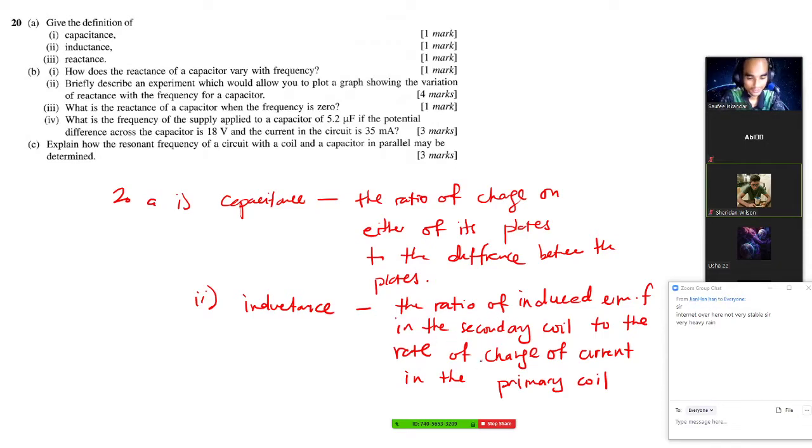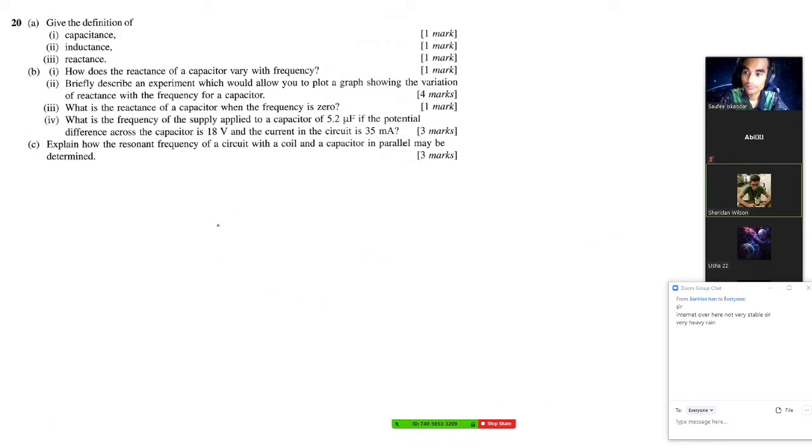Okay, number three, reactance. Sheridan, what is reactance? Reactance is the opposition to the current and voltage. It's the opposition to the current flow in the AC circuit, AC power.